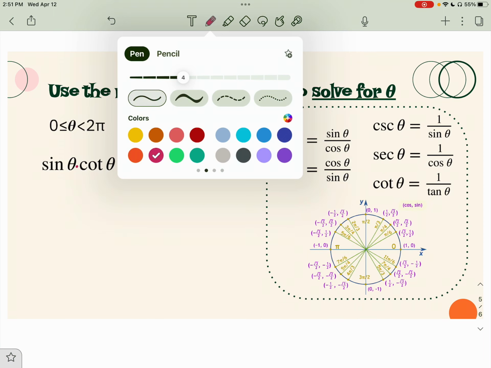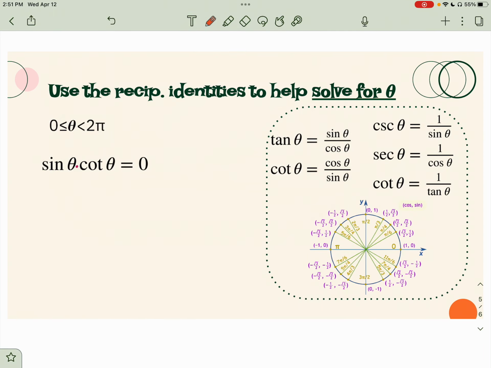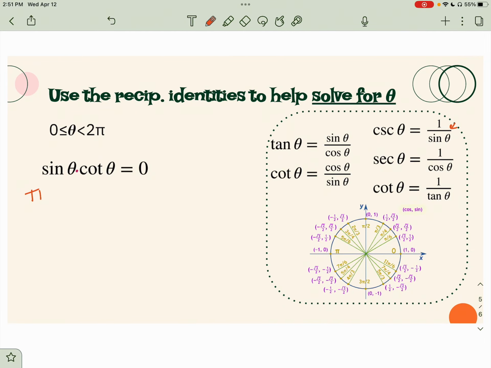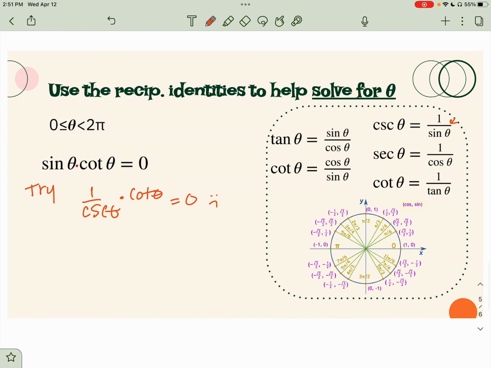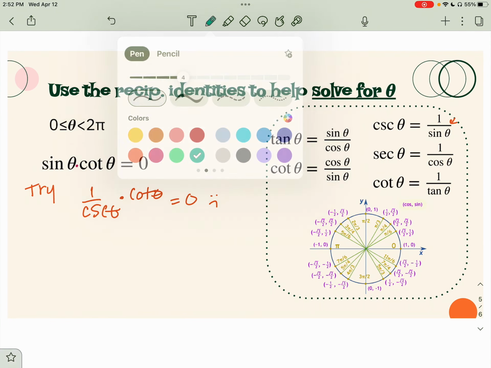All right, let's just try some out. Use a color. I know that sine theta is 1 over cosecant, for example, right? So we'll try to substitute for sine theta: 1 over cosecant theta times cotangent theta equals 0. This doesn't really get us anywhere. That's not the substitution that I want. No big deal. Let's try a different one.